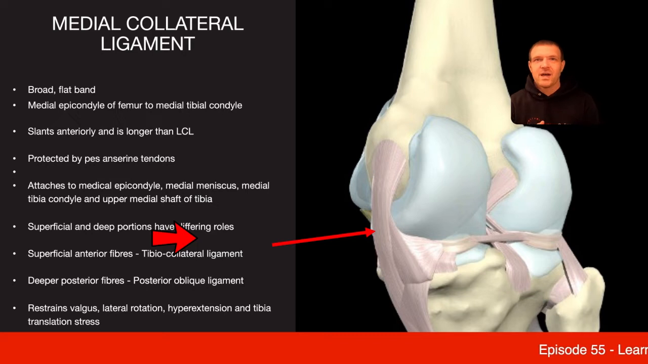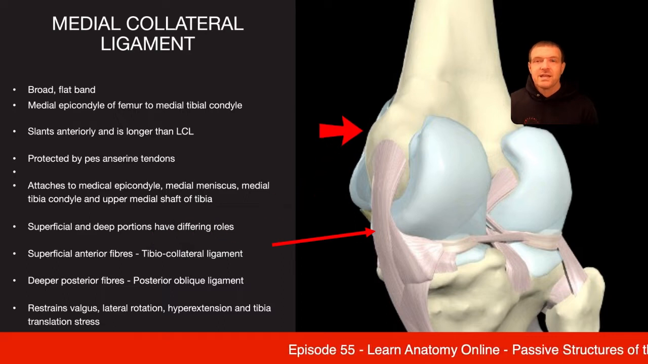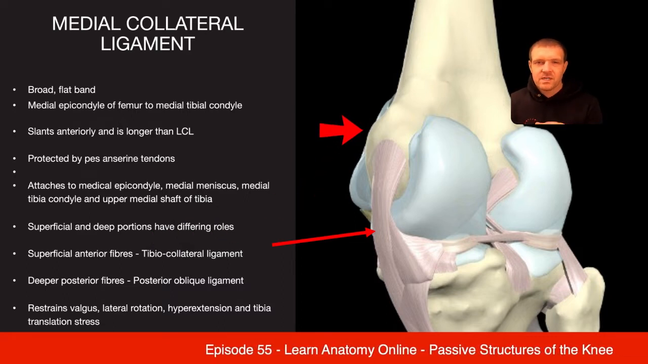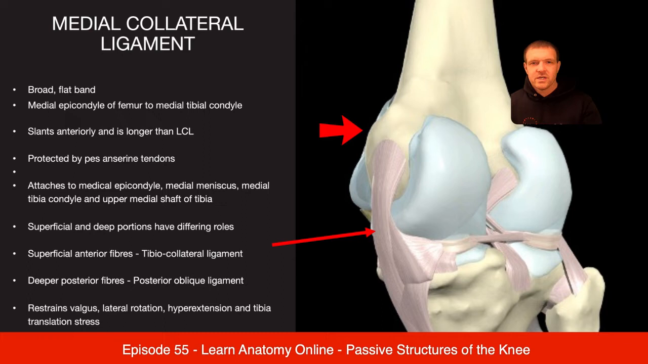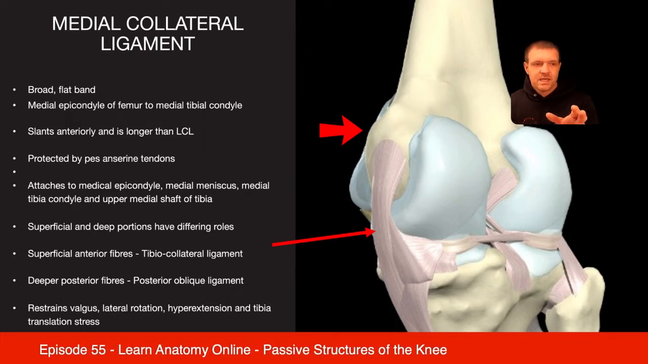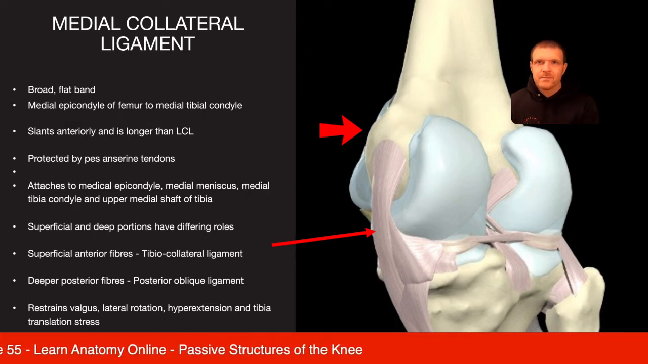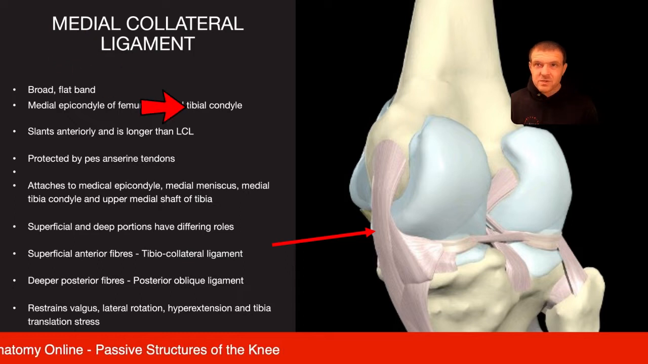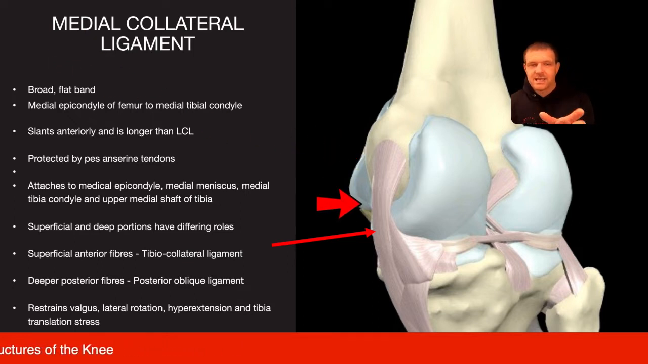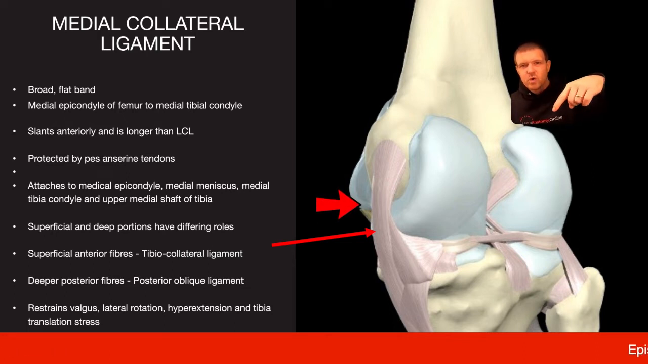Cool. So we've got a ligament on the inside of the knee. This is why we do the bony landmarks first, because you will have already heard of some of the areas that we're going to talk about now. The medial collateral ligament is really broad and really flat, and we'll see it in a second. It's very different to the lateral collateral, which is much more like a cord.